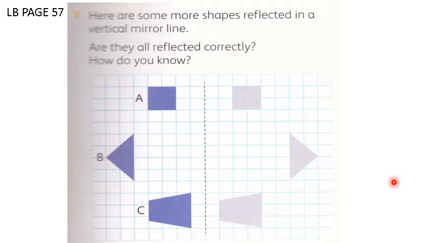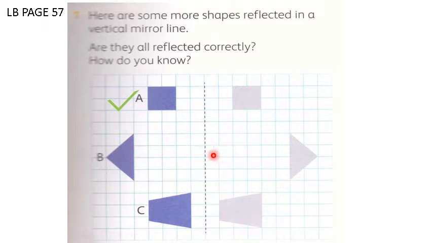Okay, so let's take a look. A. Now, is A reflected correctly? Well, the shape is the same, and it seems to be the same distance from the mirror line, so yep, it is. Here's a triangle. The triangle seems to be the same shape, and the distance, is it the same distance? Well, let's count. From the mirror line, 1 square, 2 squares, 3 squares, 4 squares, 5 squares.